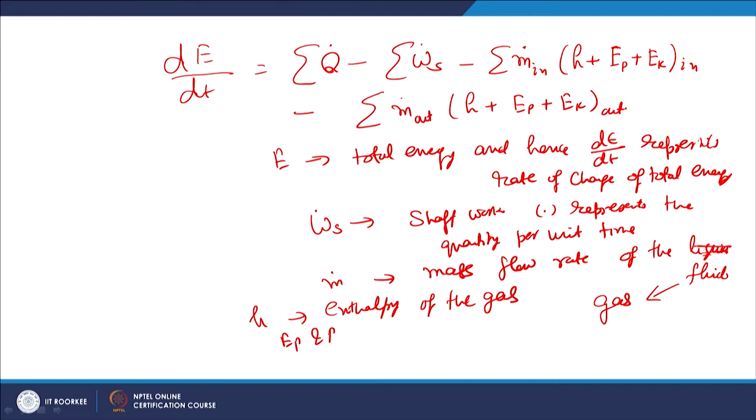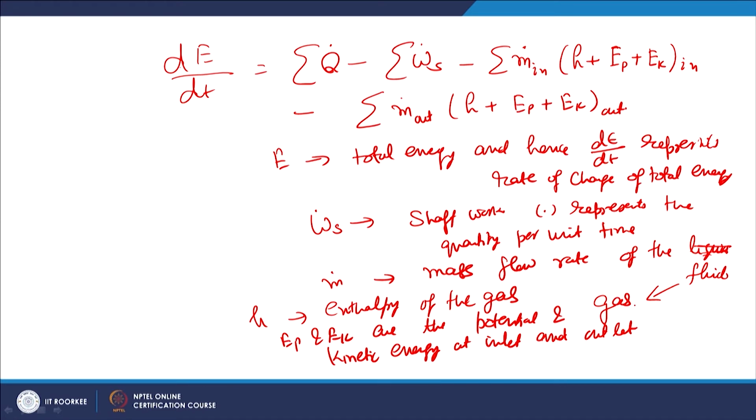EP and EK are the potential and kinetic energy at inlet and outlet. So we may take different assumptions for this particular equation, like the potential and kinetic energy effects are neglected.